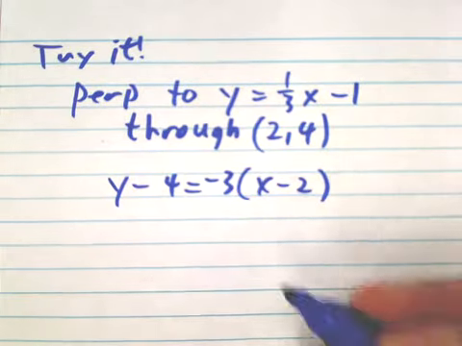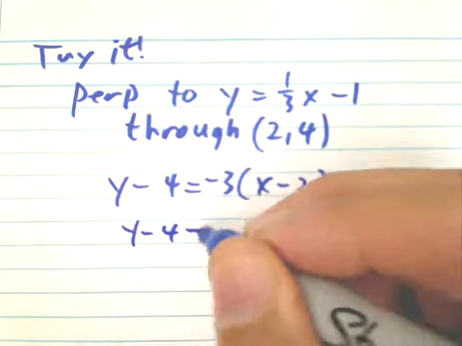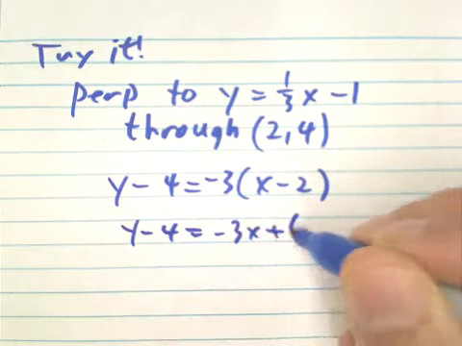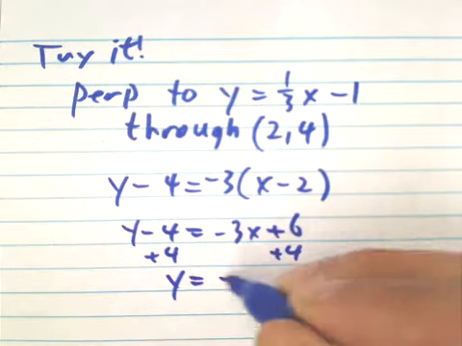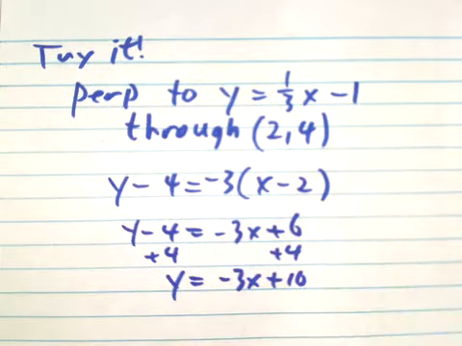Okay, the same couple steps. Let's distribute this. So negative 3x plus 6, and then add the 4. So y equals negative 3x plus 10.